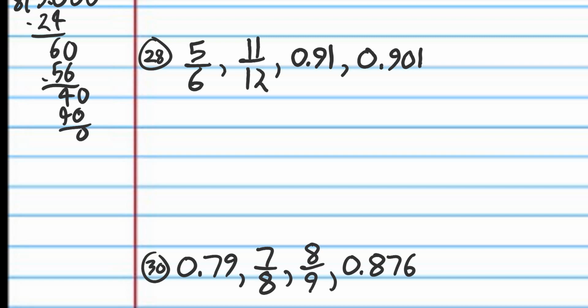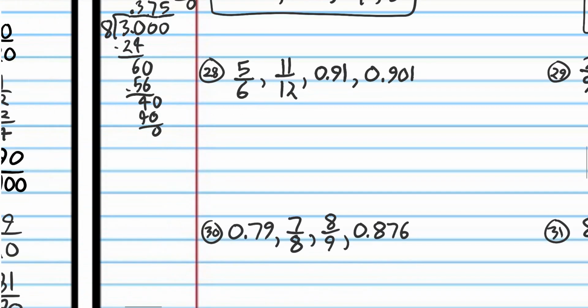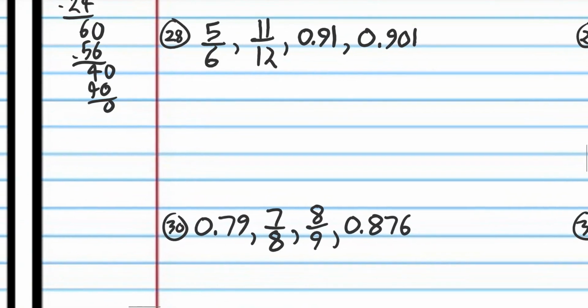Let's see. Now this would be 901 over 1,000. So unless you want to somehow get these denominators to become 1,000, it's not going to be easy to change these to fraction form. So instead of changing these to fraction form, we want to change these to decimals. So go ahead and try 28. Use the long division algorithm to change these to decimals, and when you come back, we'll do it together.